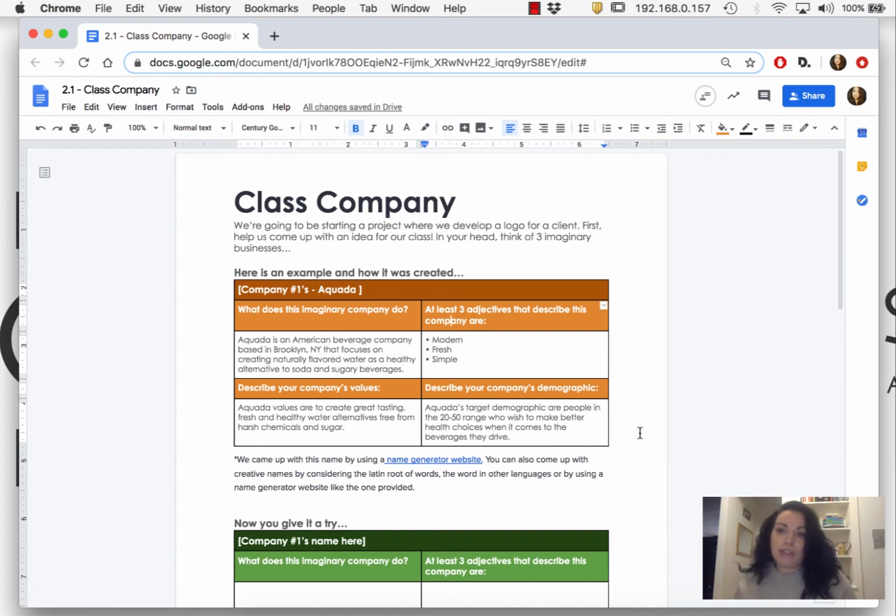And then the demographic. Now the word demographic means who are you selling to? Who is your target demographic? Who do you want to buy your product or use your company? So our target demographic is people from about 20 to 50 who just want to make healthier choices in their beverages. Does that mean someone who's 18, 15 won't drink this? No, but it means that I'm trying to get a certain age range of people as my focus.